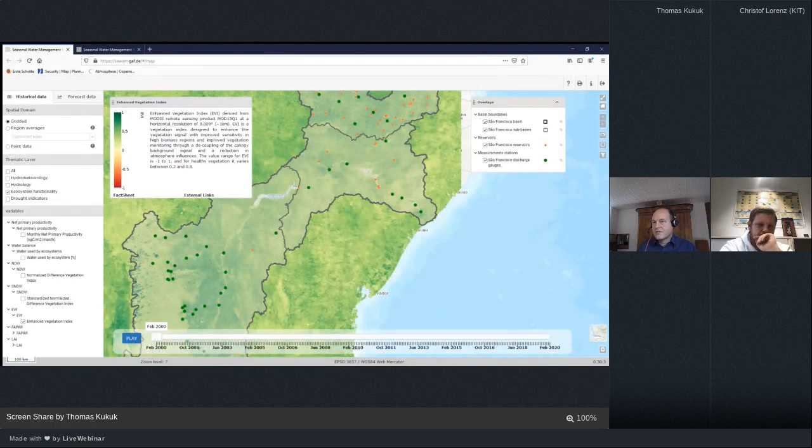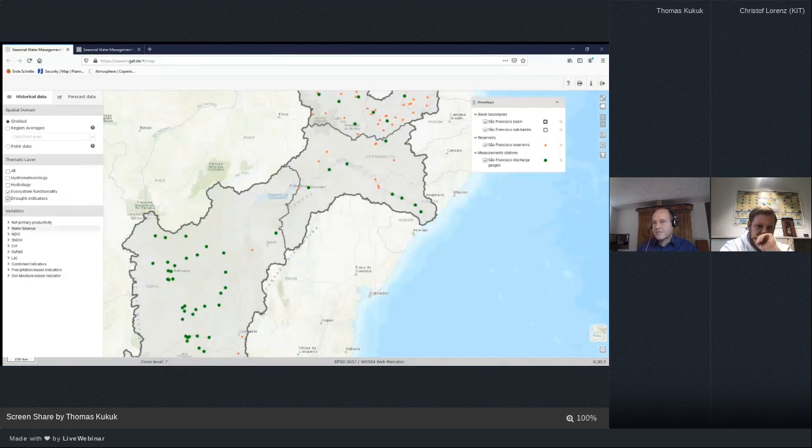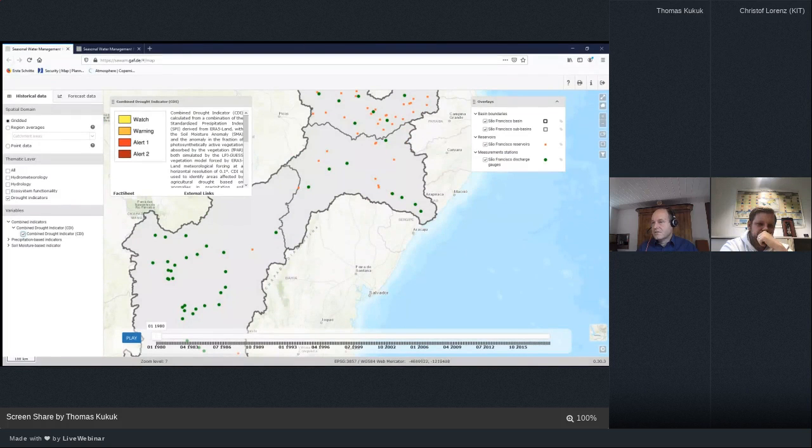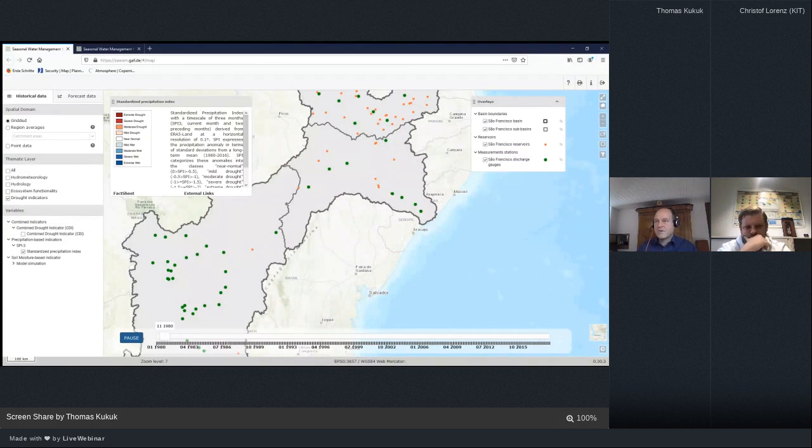So a lot of reanalysis and model data from the past here, and we have some drought indicators. So the combined drought indicator, CDI, which gives information on the drought in this area, and some others. So there's really a large number of data sets. The last time I counted, there were 32 information layers and variables available.